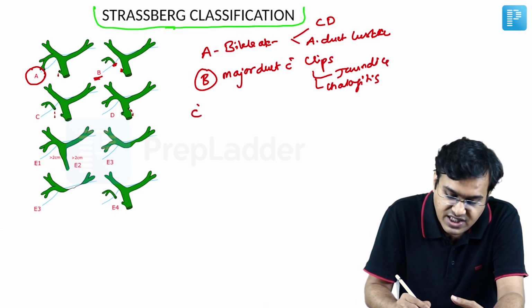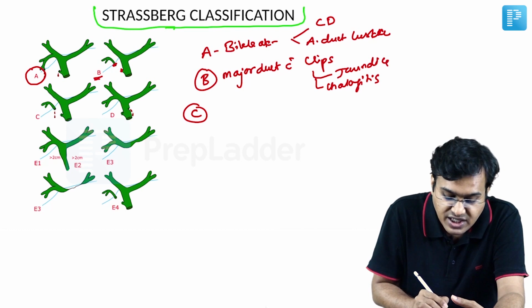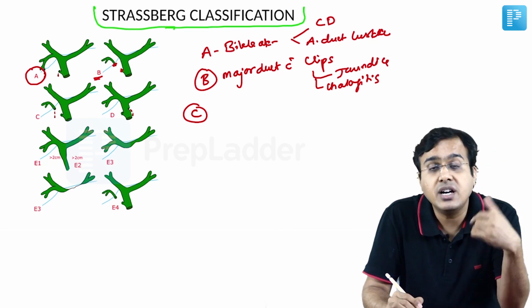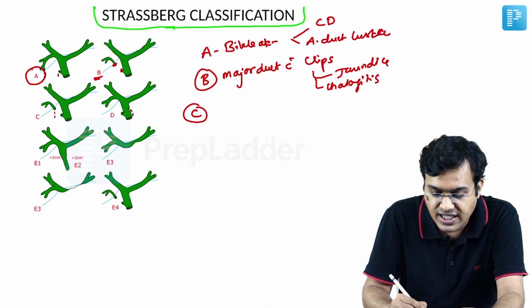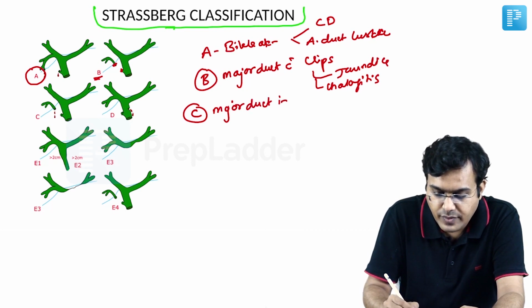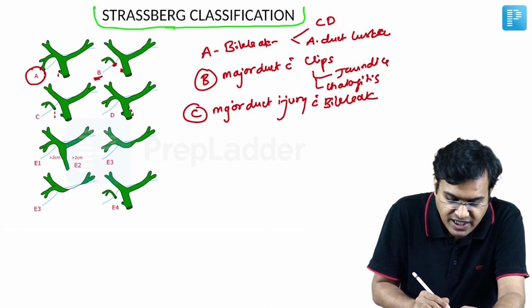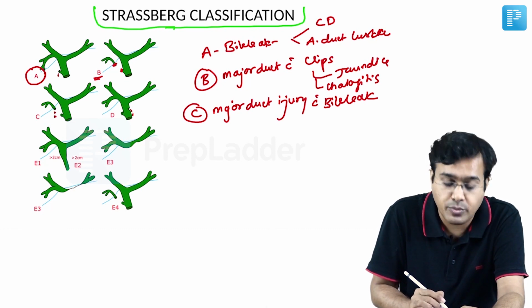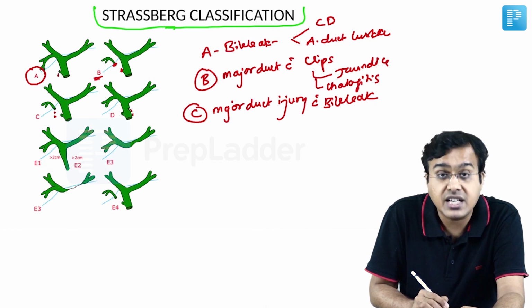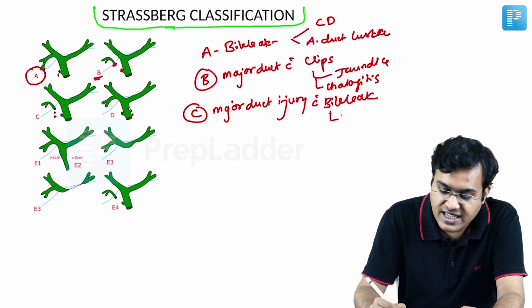When we come to type C, it is the same, injury to a major duct but non-clipped on the liver side. So it is again a major duct injury, with bile leak. So this patient is having bile leak here. As you can see, the drops are going down. Bile is coming from this major duct. So this bile leak will present as a bilioma or biliary fistula. The drain will have bile.